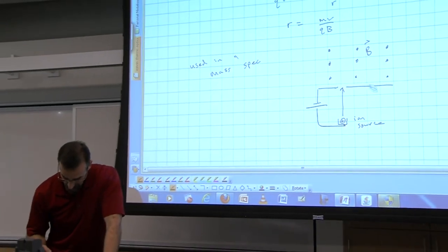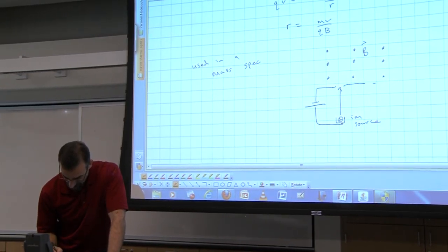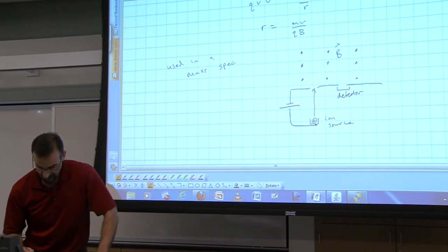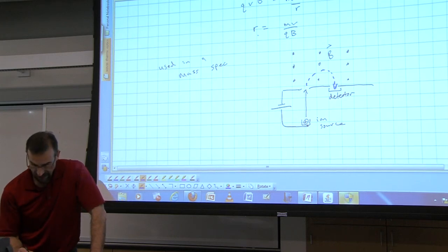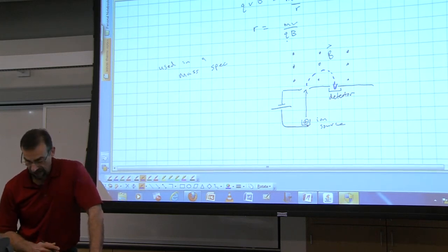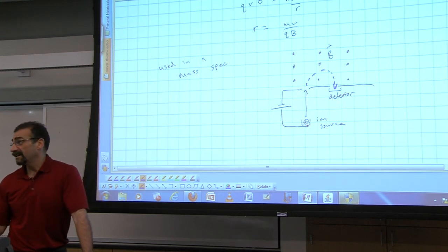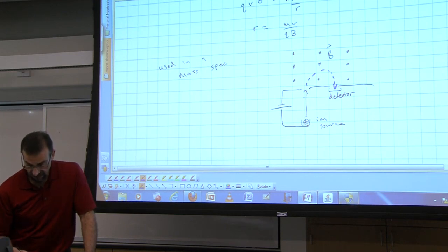And what we would do is we would put a detector over here. So if the particle's mass is just right, the radius is going to be mv over qB. Everything that comes in here hopefully has the same velocity. We know what the magnetic field is. We know that this is a singly ionized particle, so we know what q is. And if it has the right mass, it ends up at our detector.